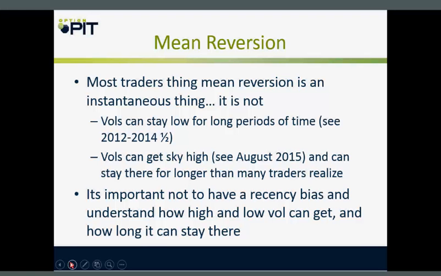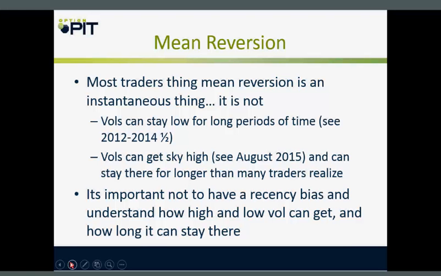Do we know what a recency bias is? So a recency bias is a belief that the recent past is the way things are. Does that make sense? So things have gone this way the last 3 months. That means that's the way they are. Wrong.